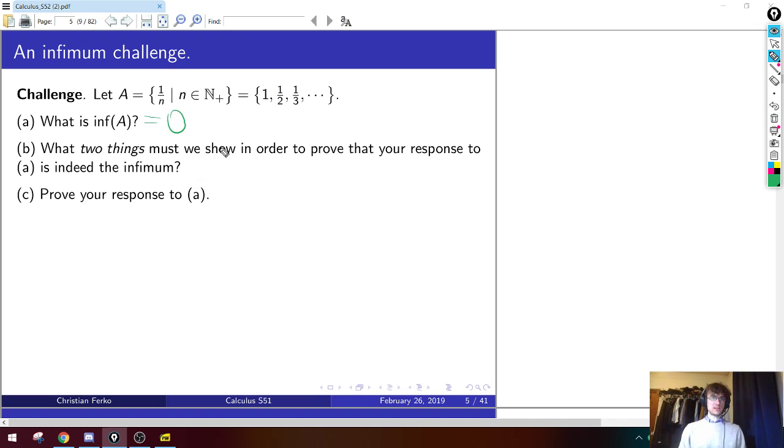Good, it is 0. Okay, so next we're going to prove that. To remember the definition, if we want to prove the infimum of A is 0, what 2 things do we have to show? Okay. So we need to show that some value C is less than all values in A.